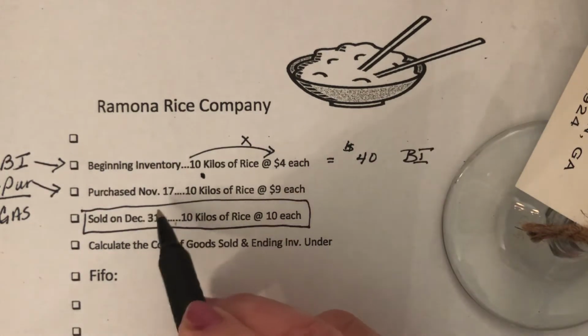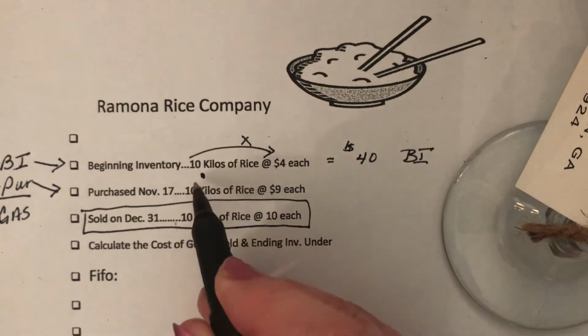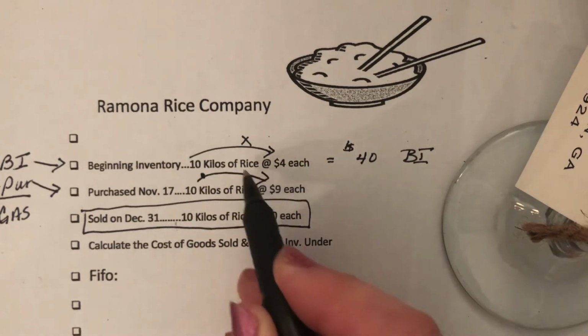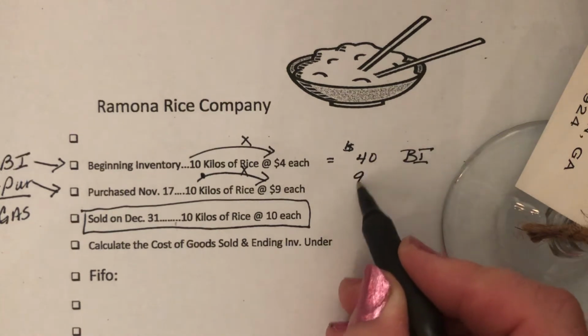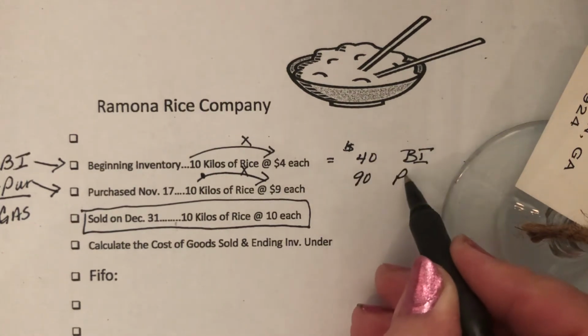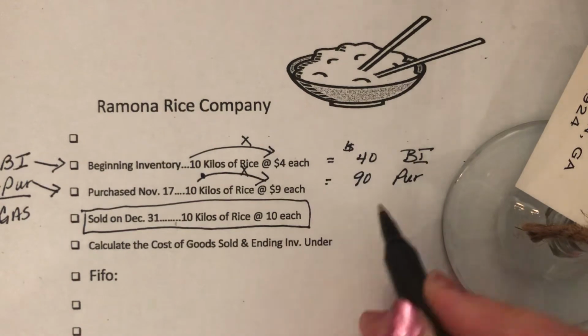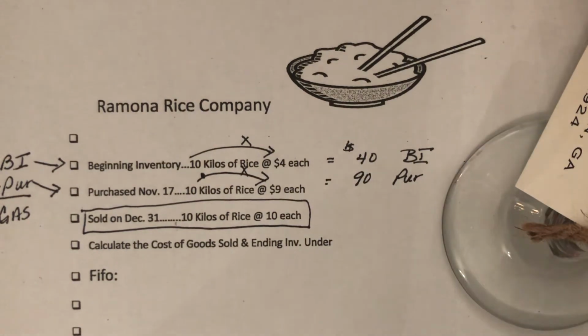And then on November 17th, we purchased 10 more kilos, but the price had gone up. So this time the price is $9, which is $90. And those are our purchases. Now, in the Kodak problem that I've already done for you, there were several purchases. So this is a very simple problem just to get you started.